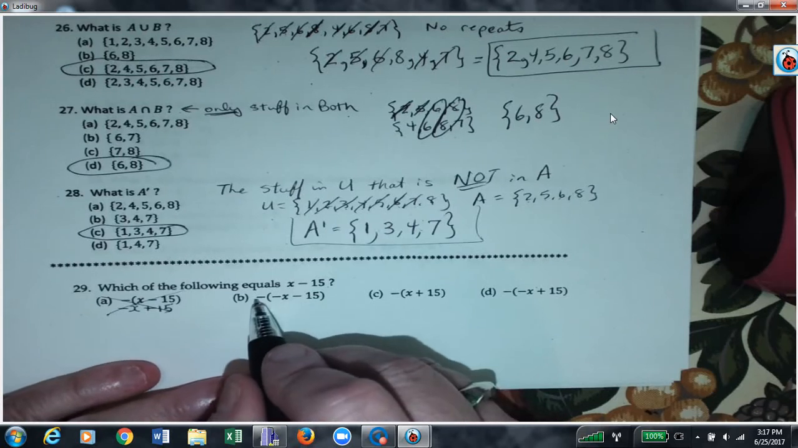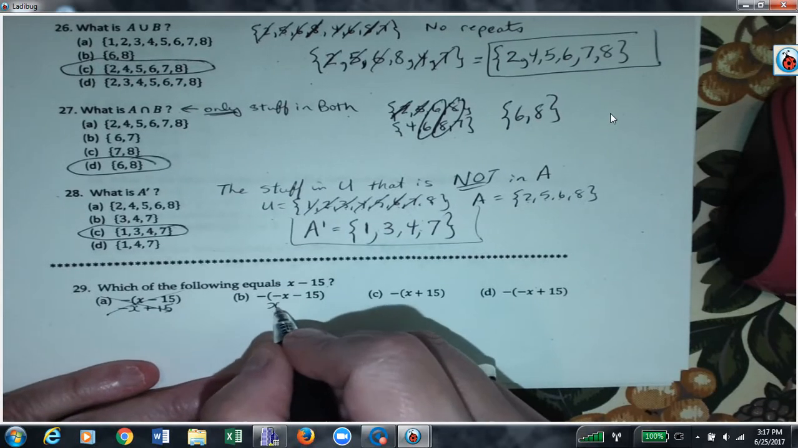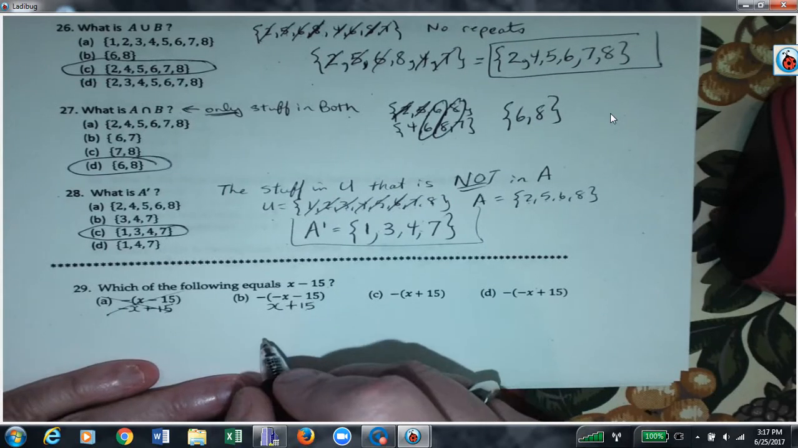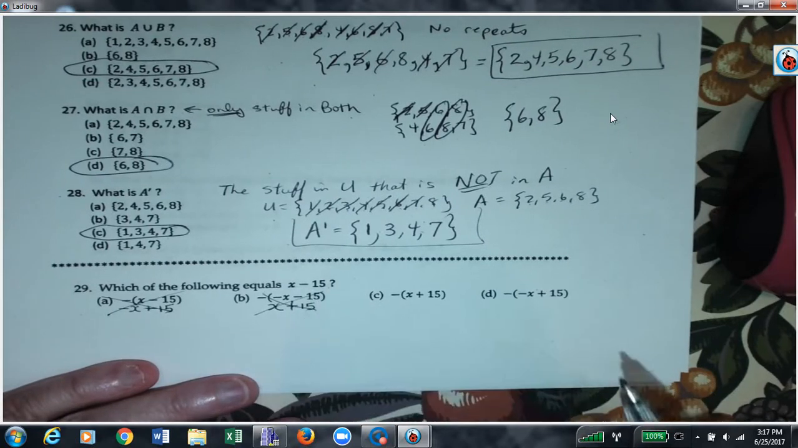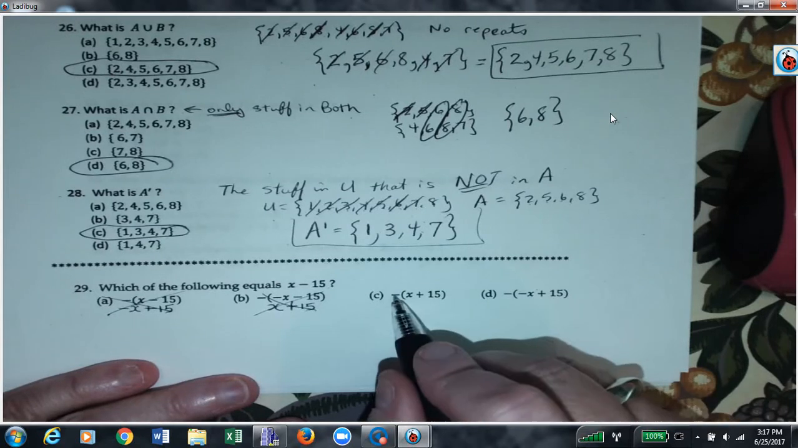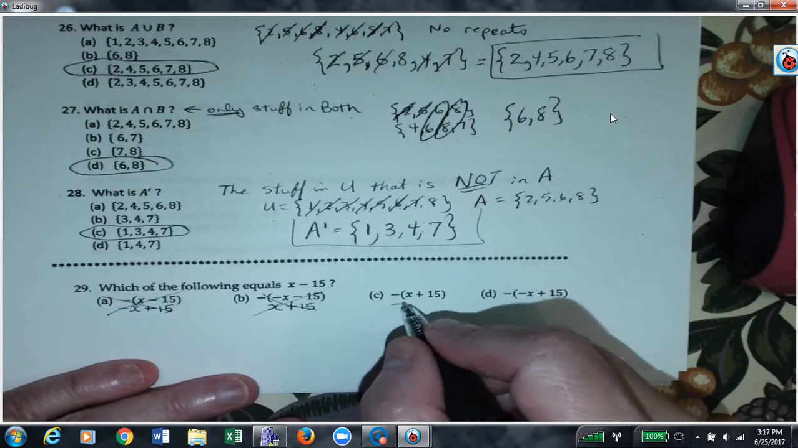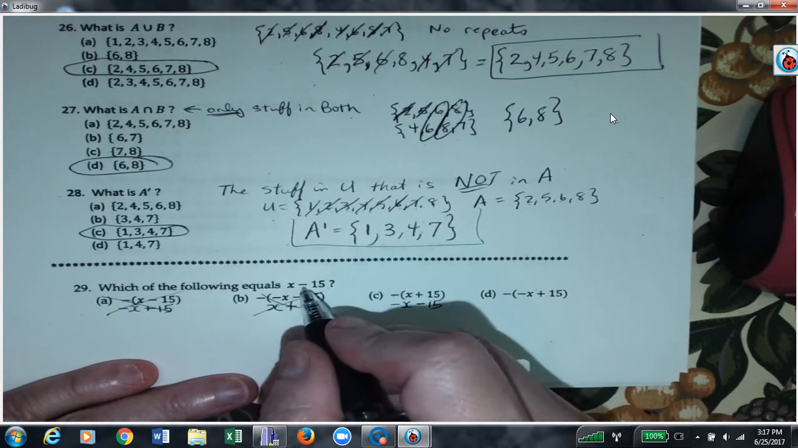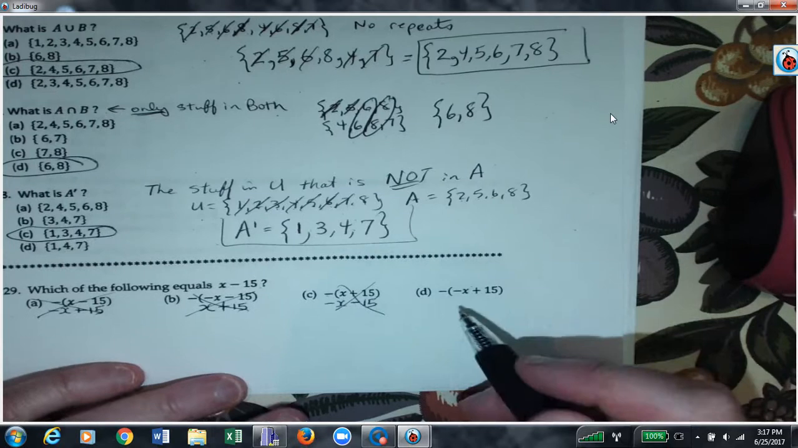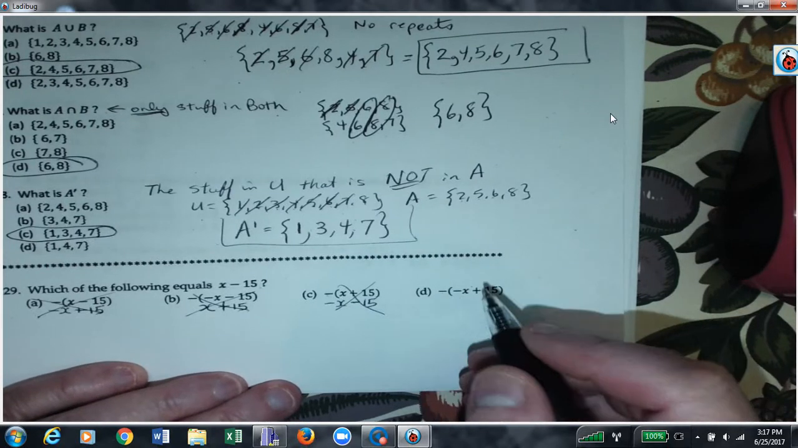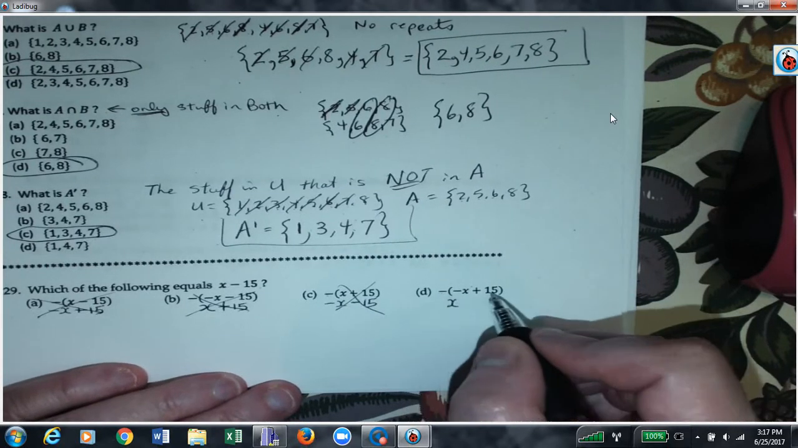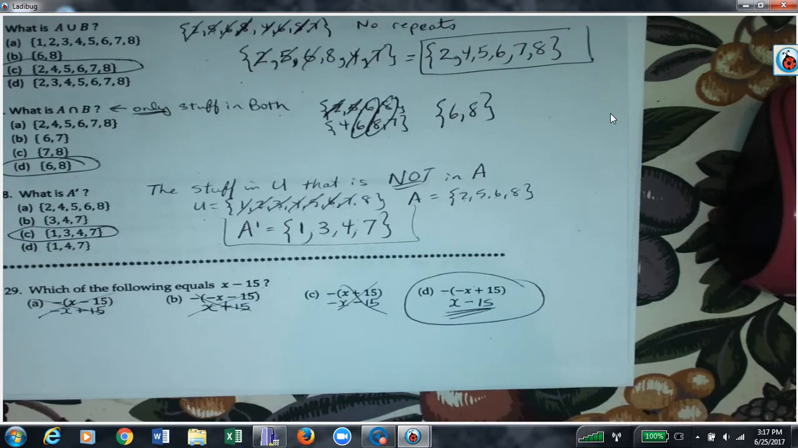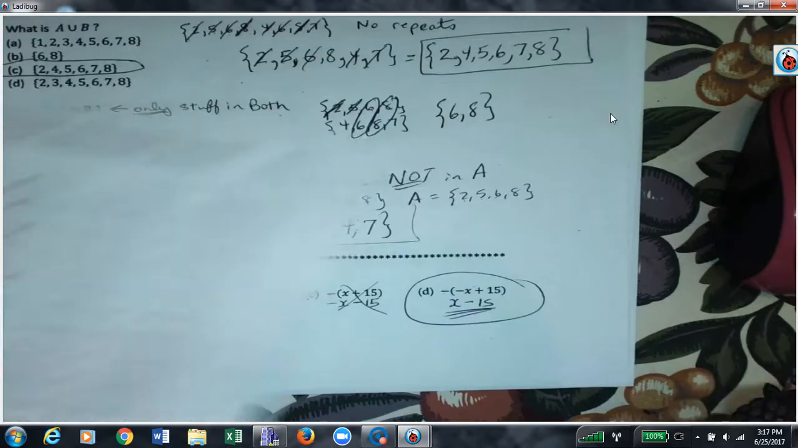What about this? Negative negative x and negative negative 15. So that doesn't equal the same thing as that. It's not that one. What about this? This is negative x minus 15. And it's not that one. So I guess it's going to have to be this one. Negative negative x is positive x and minus 15. And it is selection D. So the answer to 29 is D.